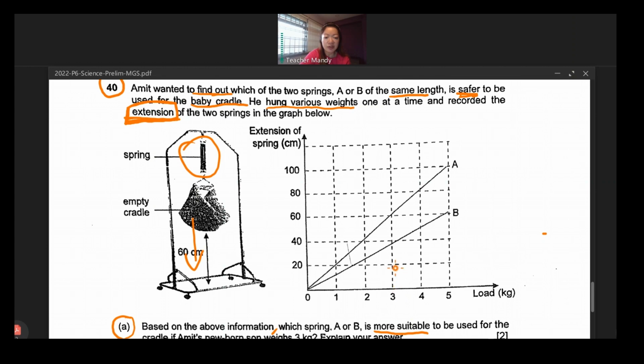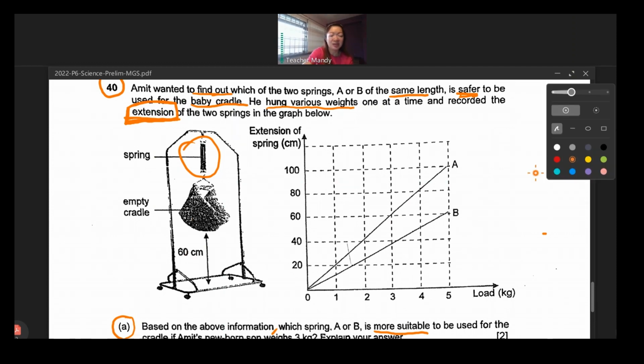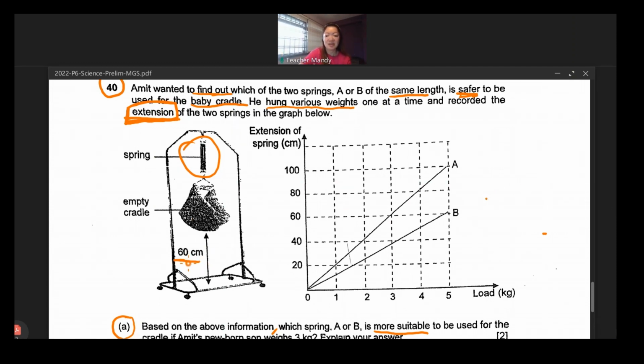So 3 kg for B, it is at about 35. And then for spring A, it is at 60. I thought we saw something like 60 somewhere. Yes, we did. 60.